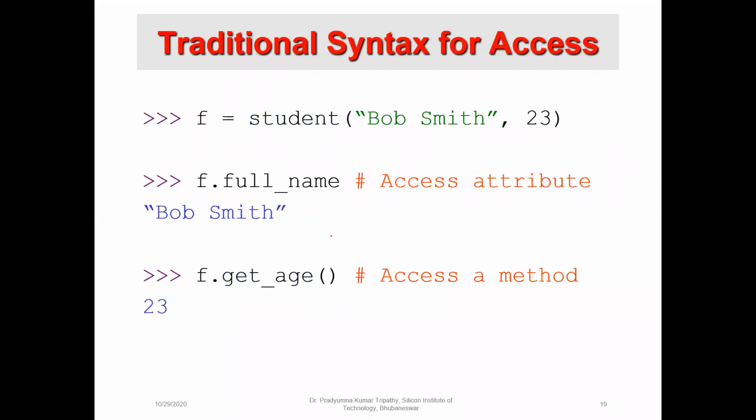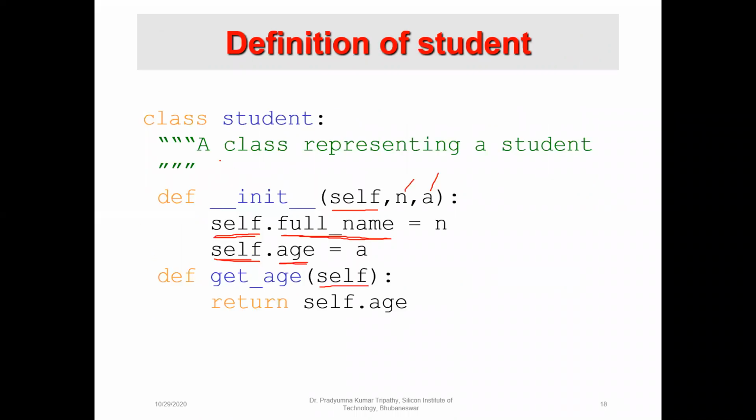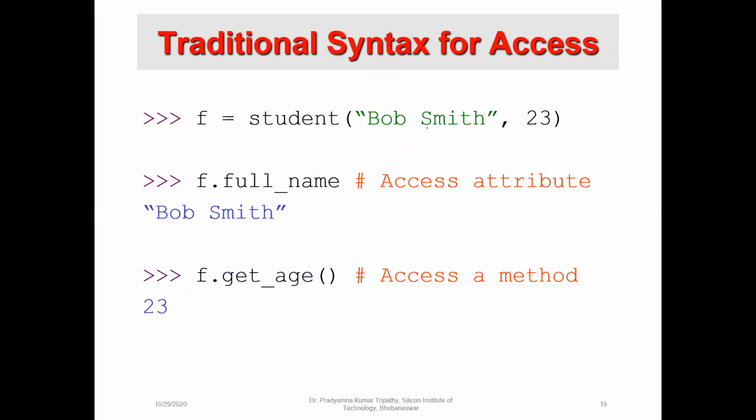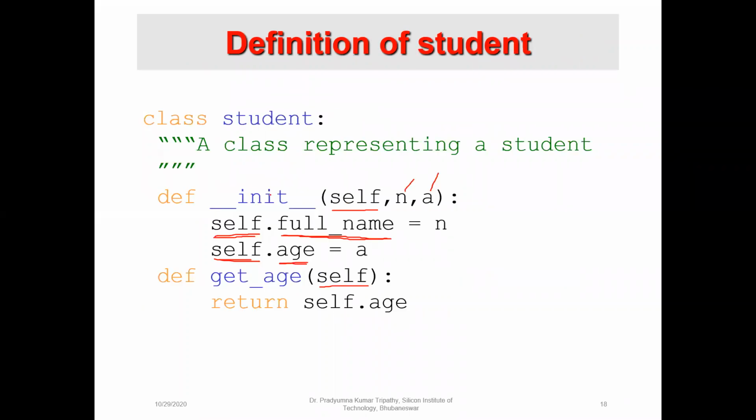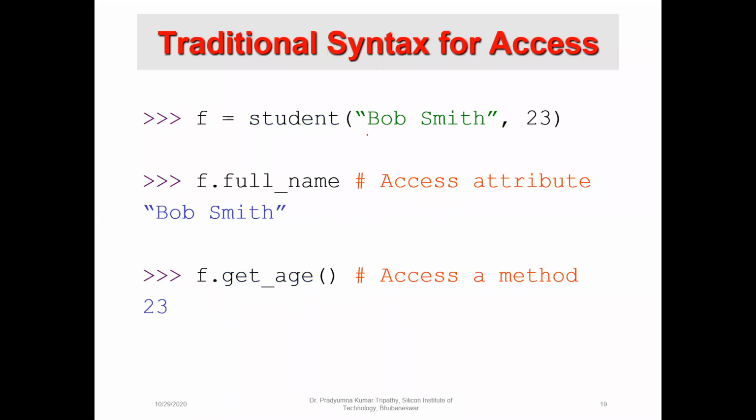Once the class is created, suppose this is the class created, I want to create an object of this class Student. So I'll write f is equal to Student, and as the init function takes two arguments n and a, we pass for name Bob Smith and for age we pass 20, right?